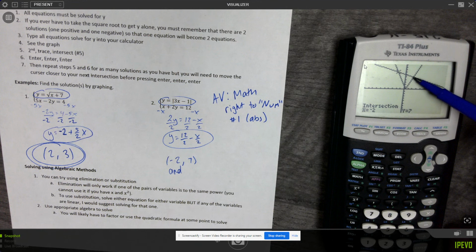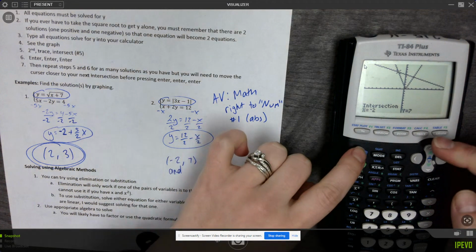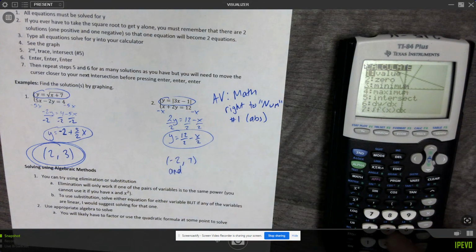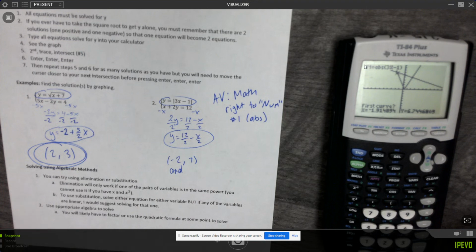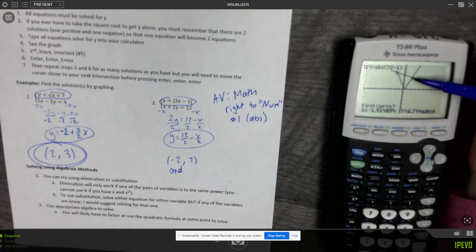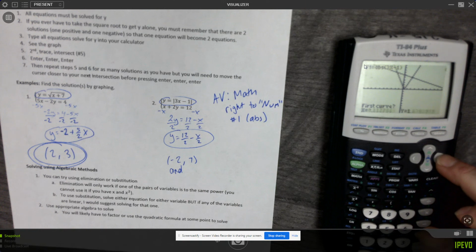I need to get this one. I'm going to do the first couple steps the same. Second, trace, number 5. But before I hit enter 3 times, I need to just move my cursor one way or another to get it closer to the other point. I need to move mine over here, so I need to move to the right. So I'm going to arrow to the right.